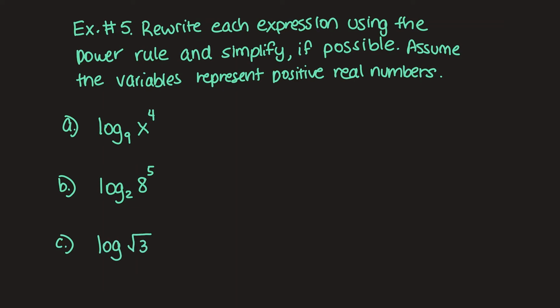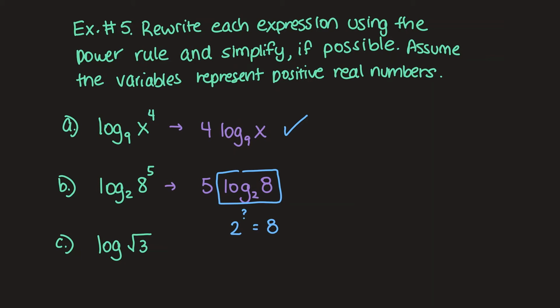So we can rewrite each expression using the power rule. Log base 9 of x raised to the 4th power can be written as 4 times log base 9 of x. And log base 2 of 8 raised to the 5th power can be written as 5 times log base 2 of 8. And we can simplify log base 2 of 8 since there is a value that we can raise 2 by to get 8. And that value is 3. So we have 5 times 3, which is 15.